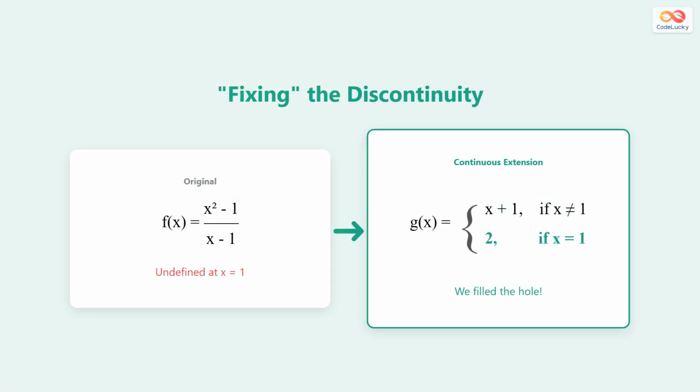To fix this, we create a continuous extension. We define a new function. Let's call it g of x. We keep the original formula for everywhere except the problem point. At x equals 1, we explicitly tell the function to equal 2. We have effectively plugged the hole, making the function continuous.